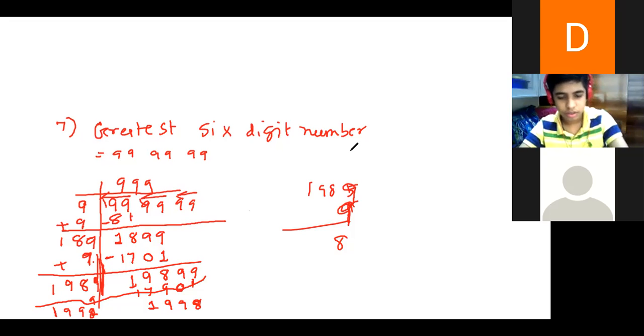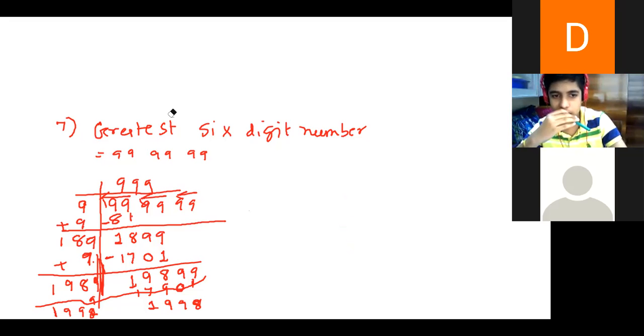Now, see, till this everybody can do, if you know the greatest 6-digit number is this. Till this I think everybody can do. Now the problem is to check the 1998 you got.